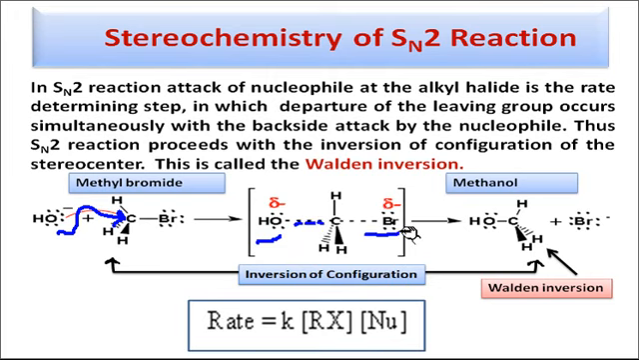Hence, it attaches onto the carbon atom from the opposite side of the bromide atom. Therefore, the product will be formed with the reverse configuration of the reactant molecule. That is why inversion of configuration takes place, and this inversion is known as the Walden inversion.